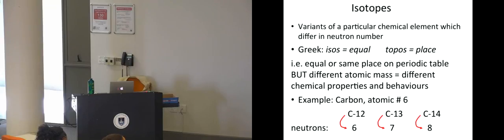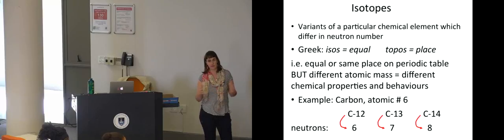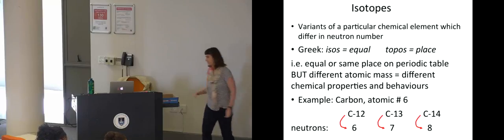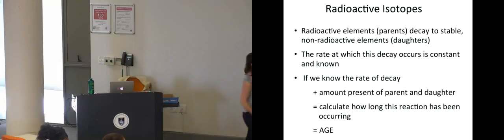Because they have different neutron numbers, these different isotopes have slightly different characteristics and behave differently, and this is a major aspect of geology: understanding these different chemical isotopes and how they behave in rocks. What we're going to use them for today is looking at radioactive isotopes, because some naturally occurring isotopes are radioactive. Radioactive isotopes are isotopes that undergo radioactive decay. You begin with a parent isotope, such as uranium or carbon, and this parent isotope decays to form a stable, non-radioactive daughter isotope.